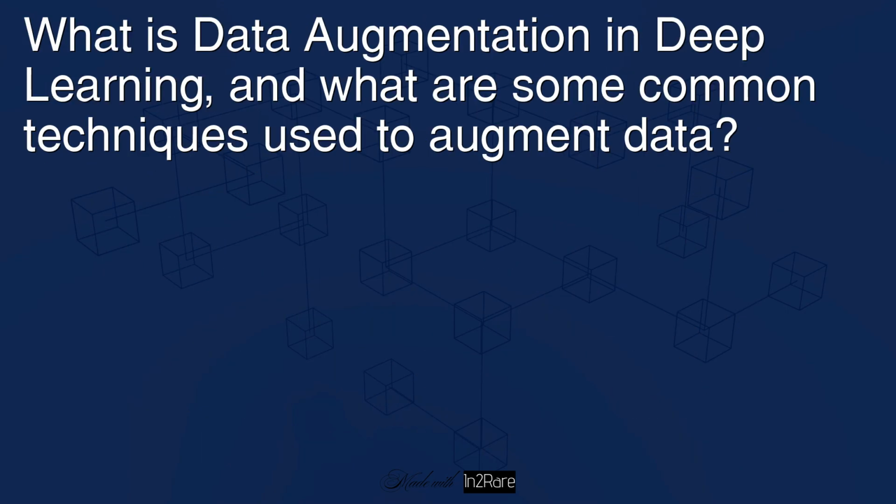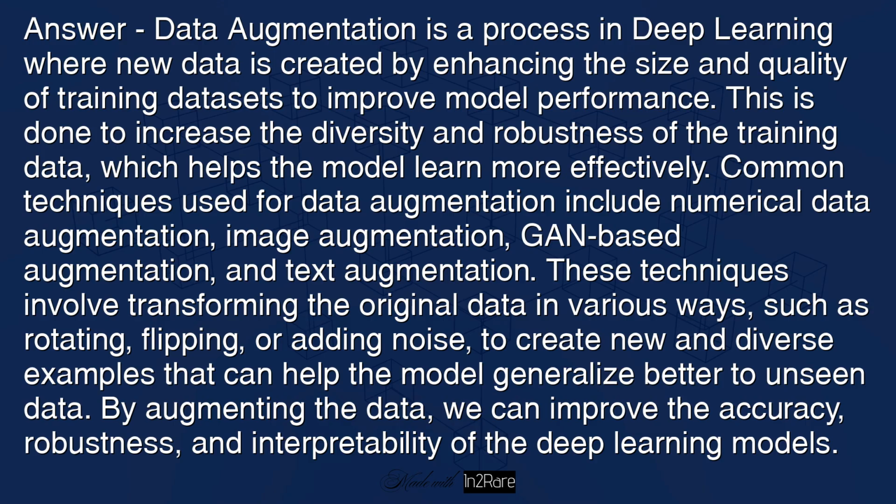What is data augmentation in deep learning, and what are some common techniques used to augment data? Answer: data augmentation is a process in deep learning when new data is created by enhancing the size and quality of training datasets to improve model performance. This is done to increase the diversity and robustness of the training data, which helps the model learn more effectively. Common techniques used for data augmentation include numerical data augmentation, image augmentation, GAN-based augmentation, and text augmentation.